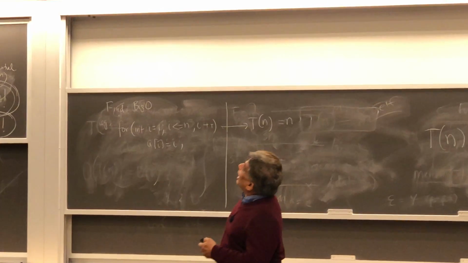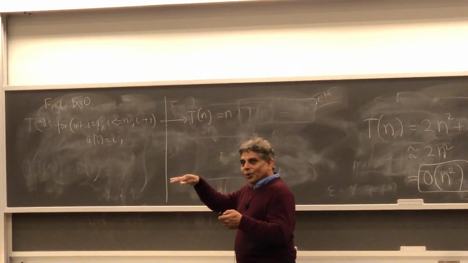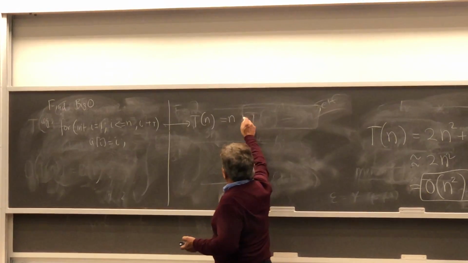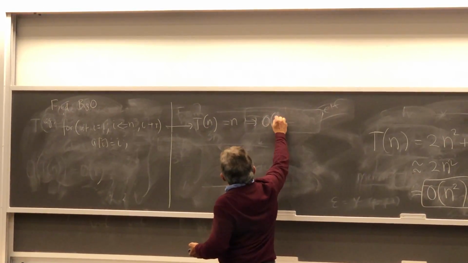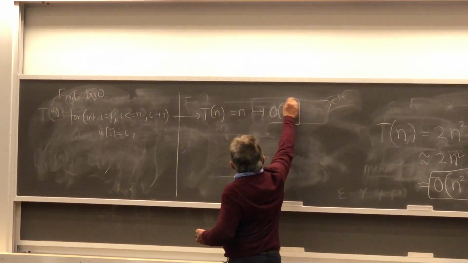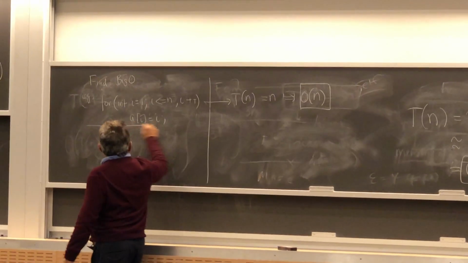Then it says drop all terms except the highest term. There's nothing to drop here. And then drop the coefficient of the highest term. There's nothing to do. So therefore, we say that this is big O of n. That's the answer.